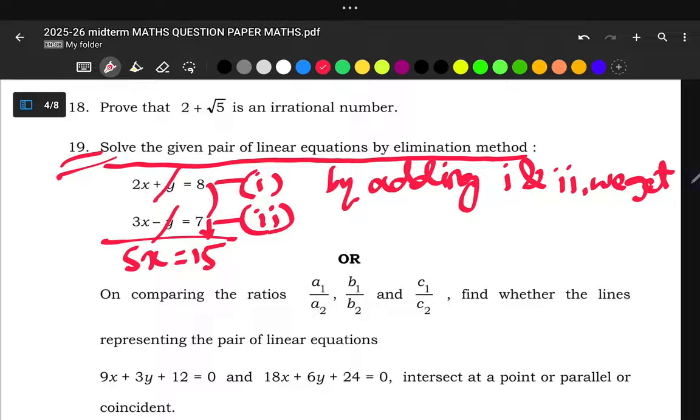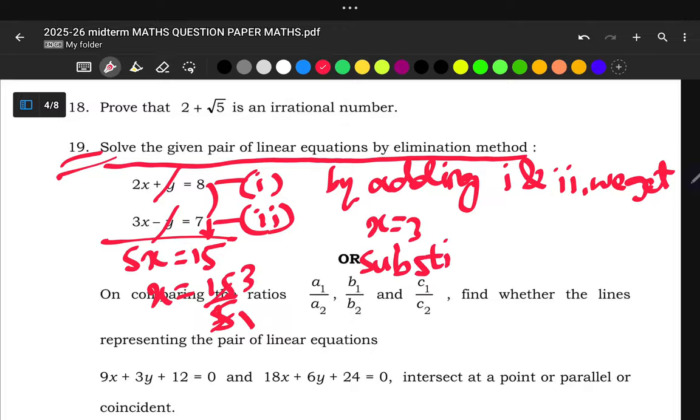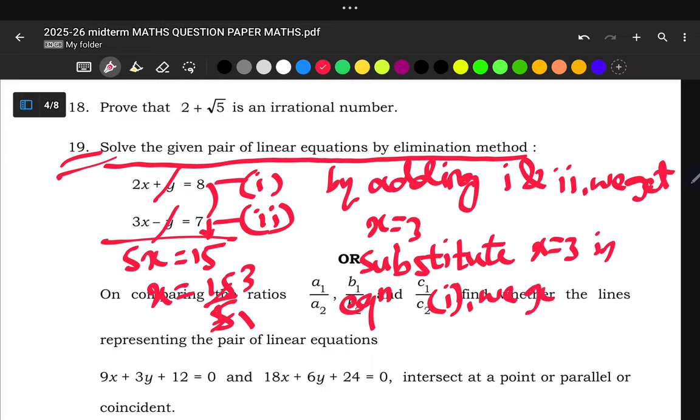If 5x is equal to 15, then x is equal to how much will you get here? 15 by 5, 5 threes are 15. It means x equal to 3. Yes, now what you are getting here? x equal to 3. Now substitute x equal to 3 in equation 1.